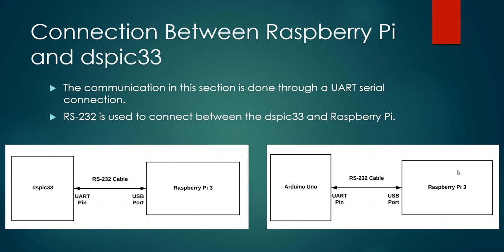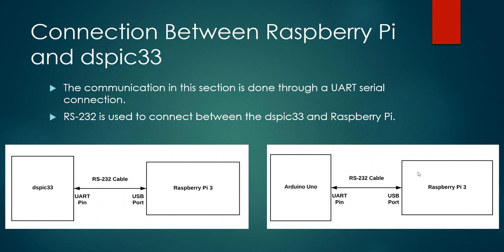Over here we have a connection between an Arduino Uno and a Raspberry Pi 3. This diagram represents a connection that was done in order for us to test if the data packets are being sent to the dsPIC33 correctly. But instead of using the dsPIC33, I used an Arduino Uno.